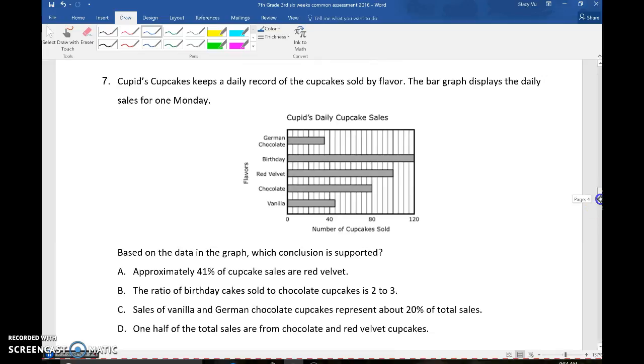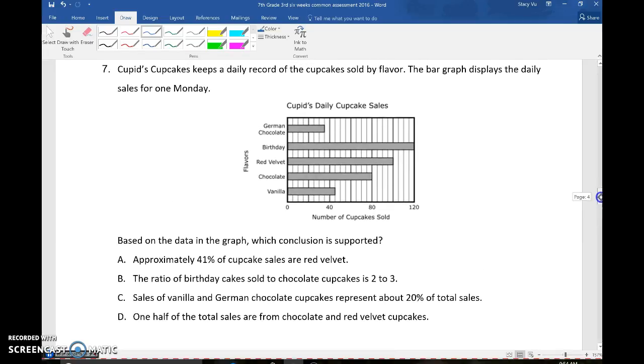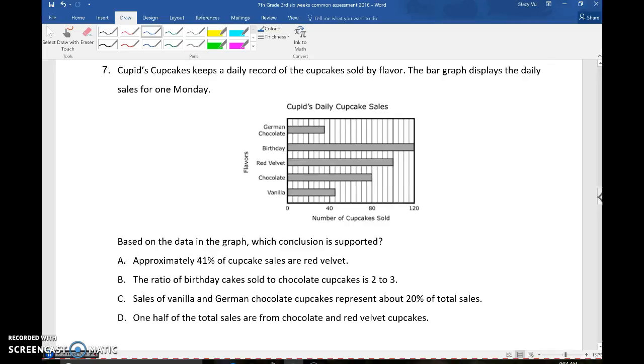All right. Moving right along to number 7. So first thing you want to do with number 7 is pause and make sure you have the graph analyzed. So you're going to do the total of each piece and then the total of all of the cupcakes together. Okay, so now that we have that analyzed, we're going to look at our options. So first one says approximately 41% of cupcake sales are red velvet. So there are 100 red velvet out of 380 total cupcake sales. So part over whole is 41 over 100. So we need to check our cross products. So 380 times 41.